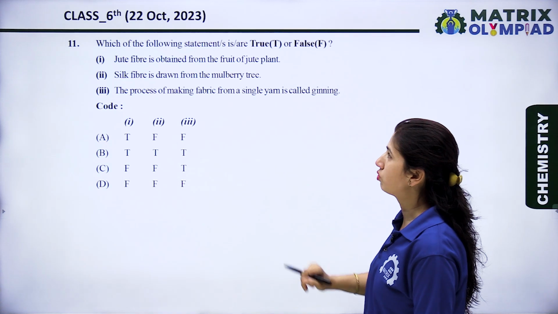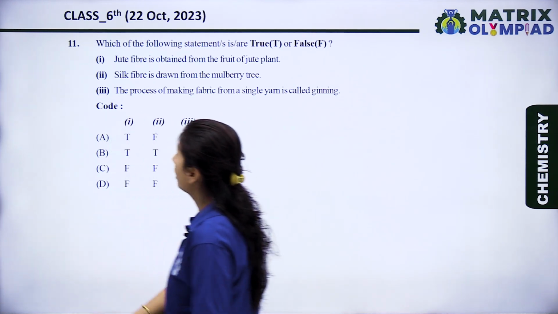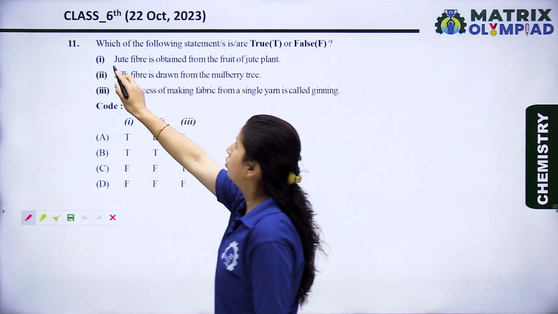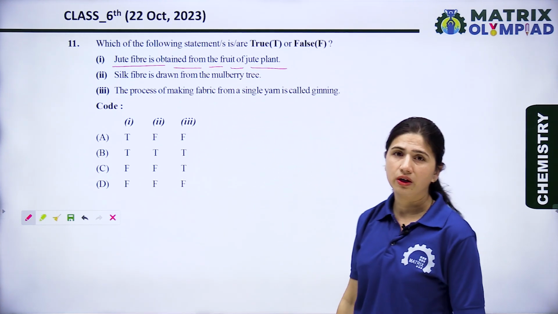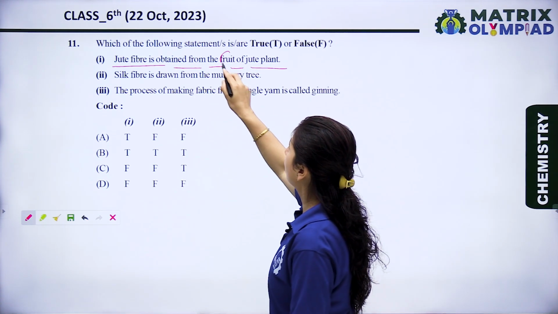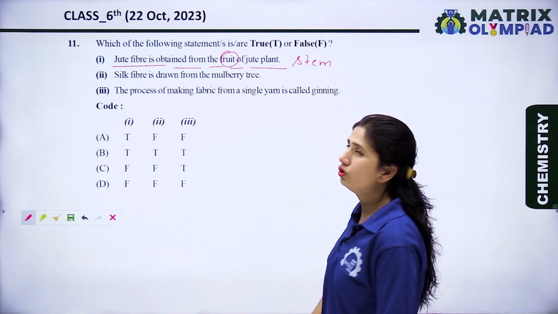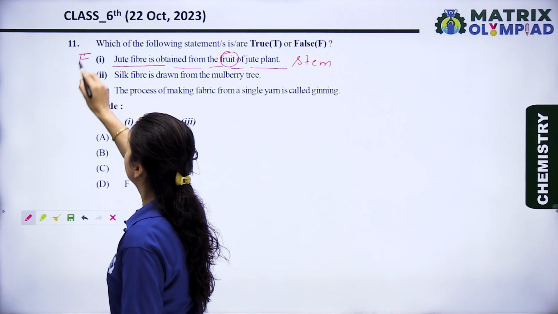Now let's see the next question. Which of the following statements are true or false? Let's see the first statement. Jute fiber is obtained from the fruit of the jute plant. No, it is not obtained from the fruit. It is obtained from the stem of the jute plant. So this statement is a false statement.